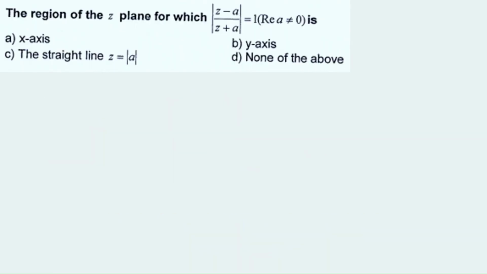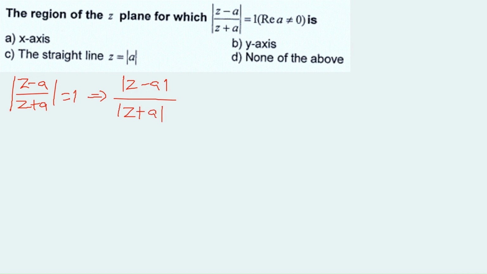Let's have a look at this question. Here, modulus of (z minus a) by (z plus a) is equal to 1. We need to find a region where this equation is satisfied. For that, let's write modulus of (z minus a) by (z plus a) is equal to 1. That can be written as modulus of (z minus a) divided by modulus of (z plus a) is equal to 1. Reorganizing it yields modulus of (z minus a) is equal to modulus of (z plus a).